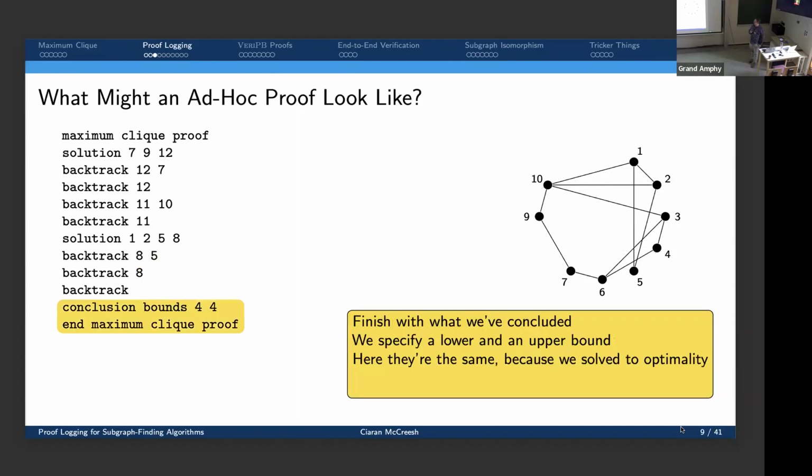And we're going to conclude the proof by saying, okay, the maximum clique size is somewhere between 4 and 4. I'm specifying both upper and lower bounds just in case we ever want to do partial proofs. And I'm going to say this is the end of the proof. So have I convinced everybody that the maximum clique in the graph has 4 vertices? Is this a reasonable proof?